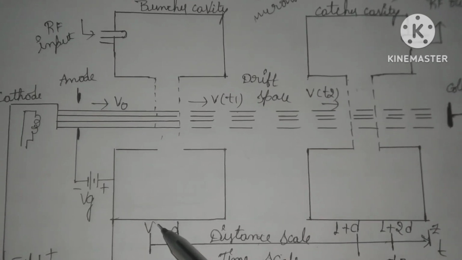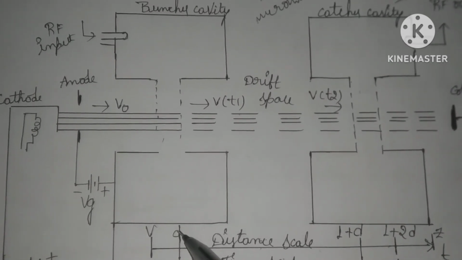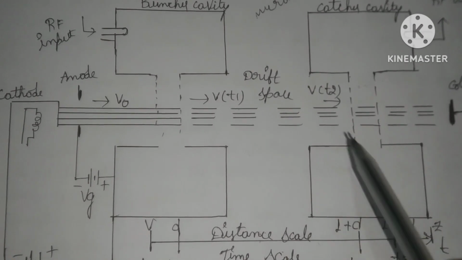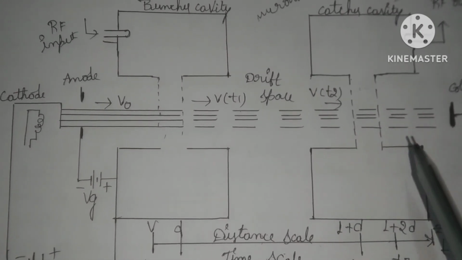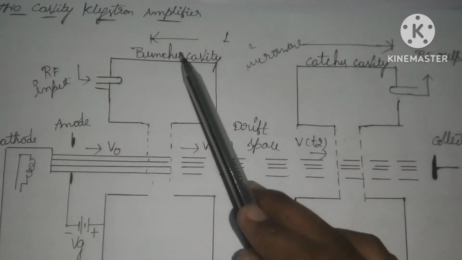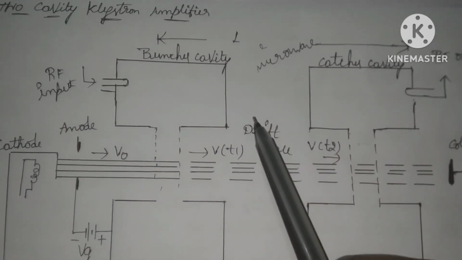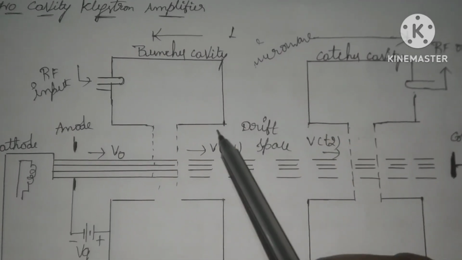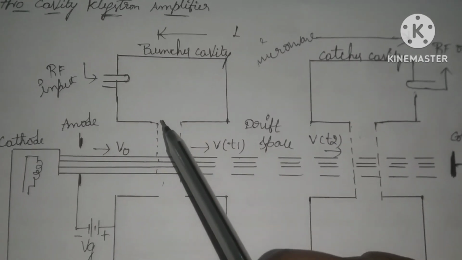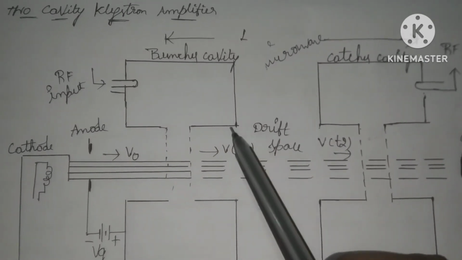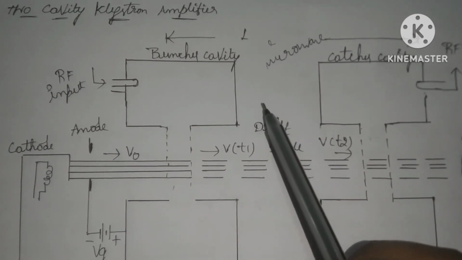So up to here it covers V distance, and up to here it covers D distance, and L plus D and L plus 2D. Why? Because the distance up to here is L. And the space between the buncher cavity and the catcher cavity is drift space. I hope everyone understands the construction of the two cavity klystron amplifier.